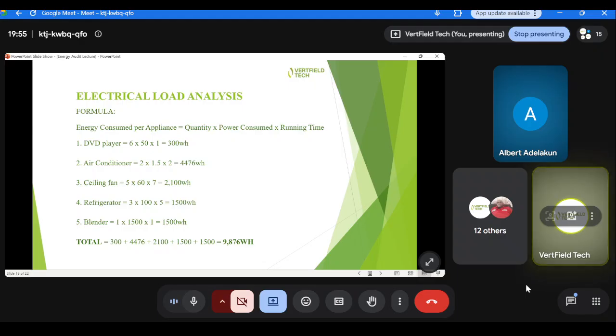So now for the DVD player, 6 multiplied by 50 by 1 gives you 300 watt hour.